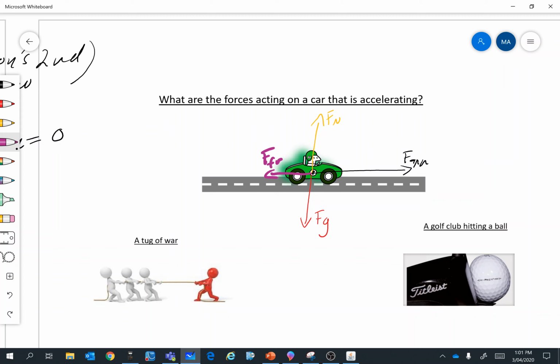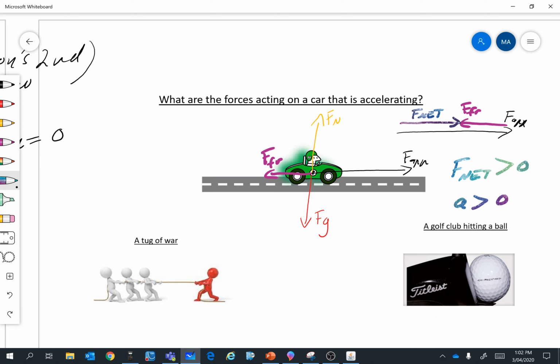So if we were to top to tail those vectors, we can see that the net force is now this one here that I've just drawn in. So F net is now greater than 0, hence the car has acceleration greater than 0 in that forwards direction.